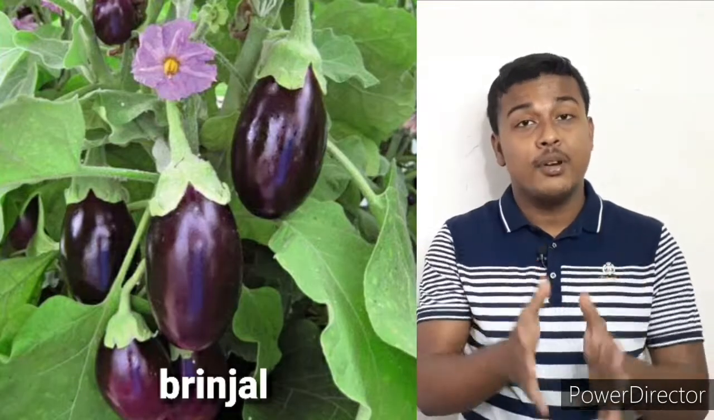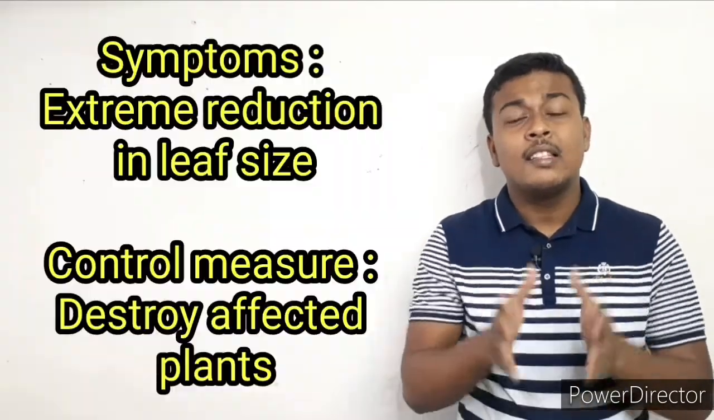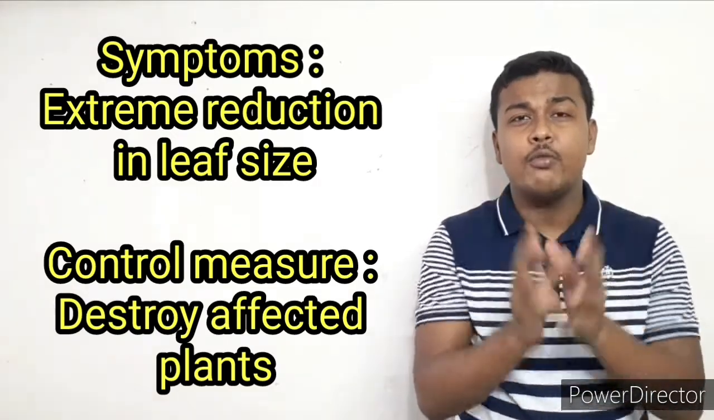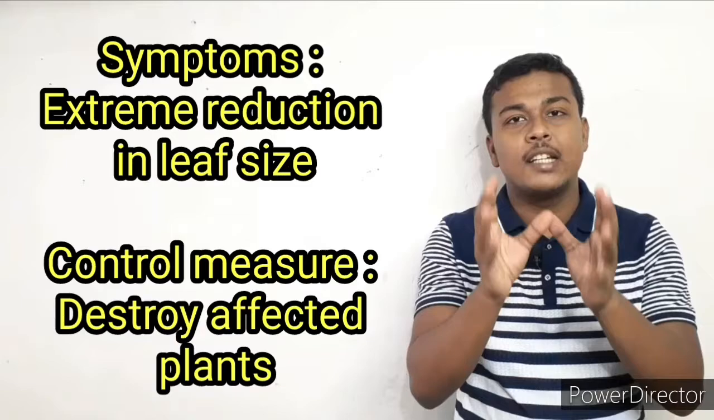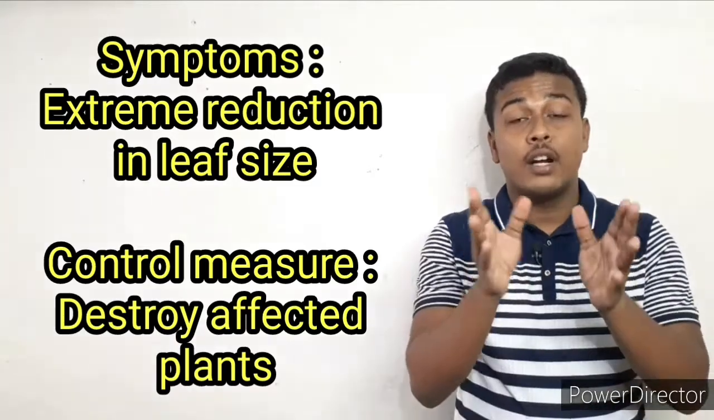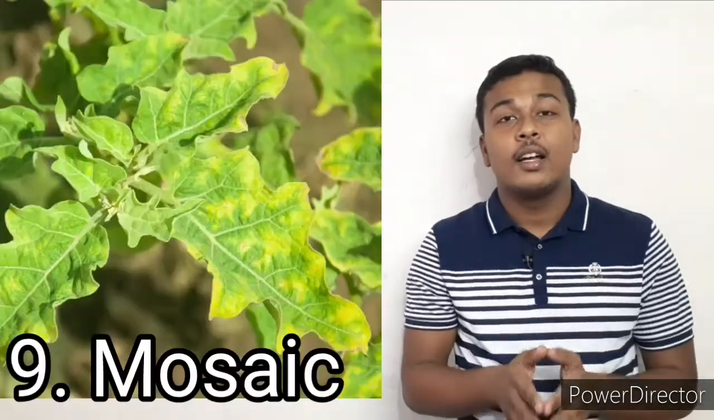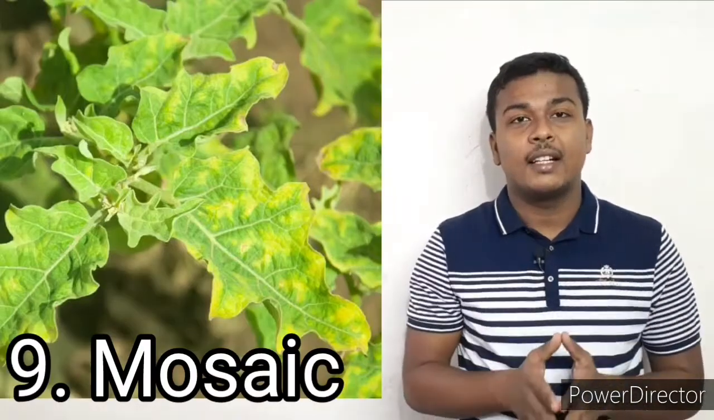The next kind of disease is the little leaf. This generally happens to the brinjal plant. The symptom of this disease is that the size of the leaf will be extremely reduced, and to control this kind of disease, we need to destroy the affected plant.